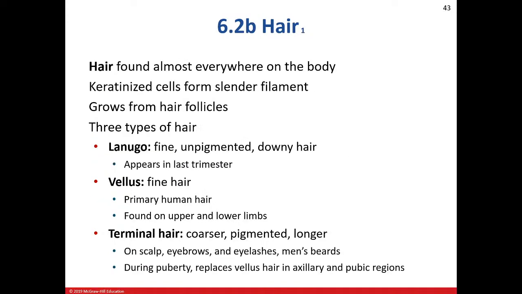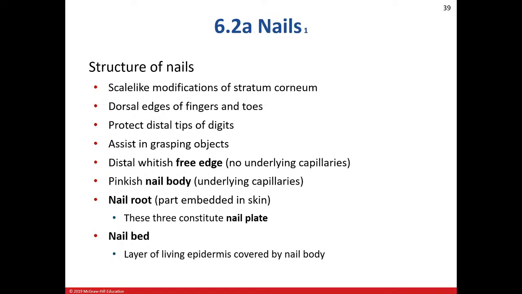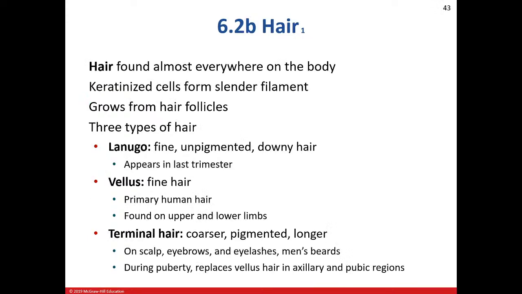So I guess you can picture those parts. You've got the free edge, the white part at the end. You can even look at your hand now. The free edge at the end, that's the white part that we cut off with nail clippers. The pink portion of the nail is the nail body, and then the nail root is the portion below the skin. And then deep to the nail itself is the nail bed. That's where you find the living epidermal cells that produce the nail.